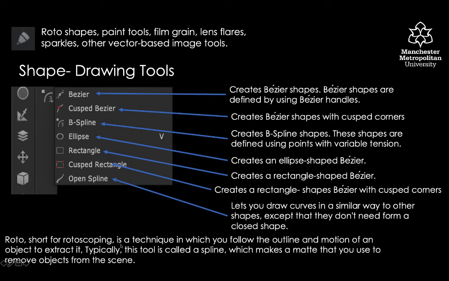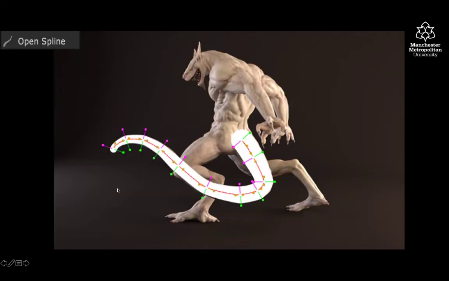So again, rotoscope is a technique in which you follow the outline and the motion of an object to extract typically what's called the spline, which makes a matte that you can use to make an object. So this is what I was trying to say about the open spline, where you can literally go in, and then obviously it's all covered as well. That's just an example as well.